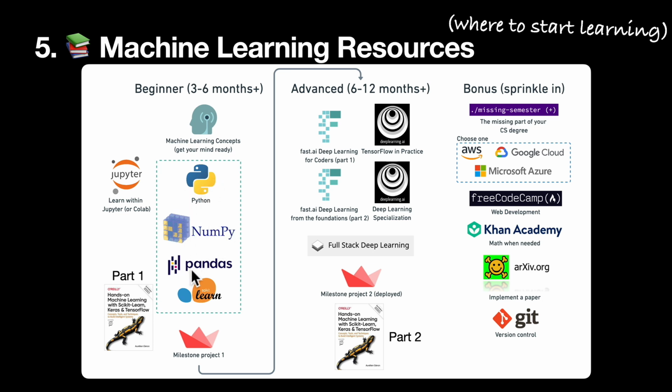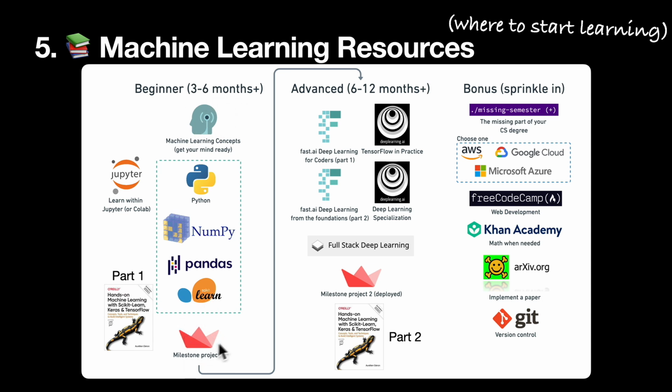Pandas is going to help you manipulate structured data, so like tables and Excel spreadsheet type data. Scikit-Learn has got a whole bunch of machine learning functionality and machine learning algorithms built in that you can use. So this is at least 6 months worth of work.